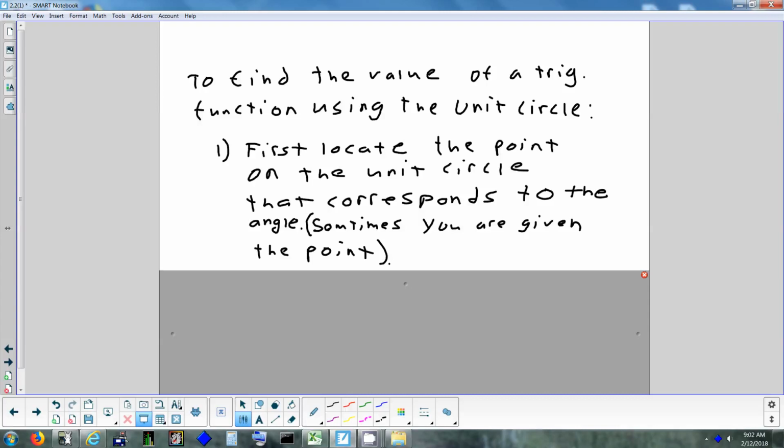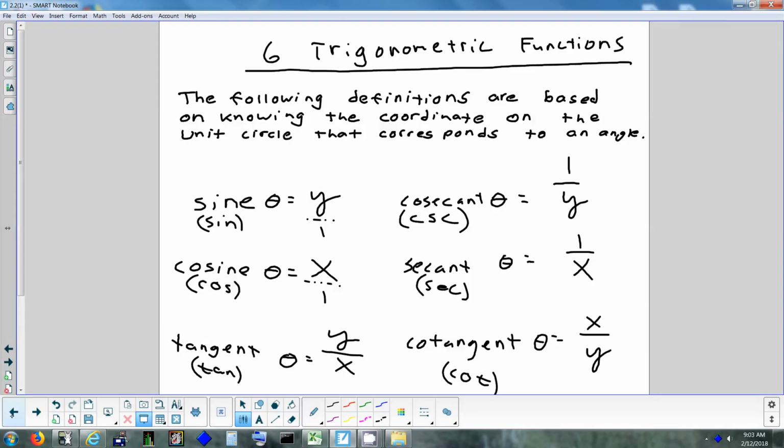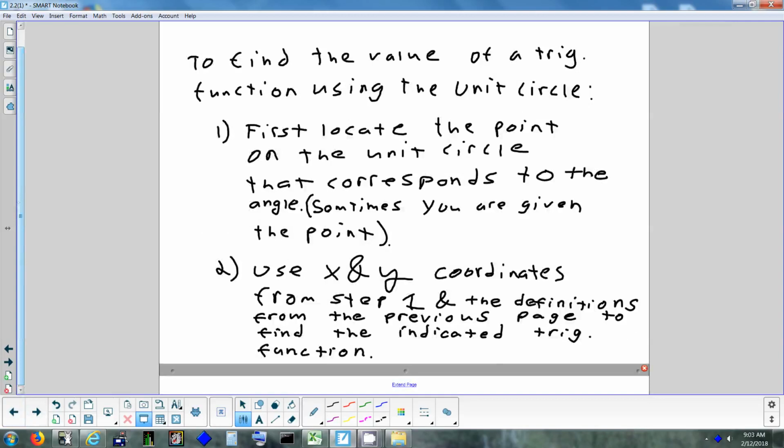Now you're going to have an x and a y value. Use the x and the y value in the definitions we had right here and plug the x and the y into one of the 6 formulas. They'll tell you which function they're going to ask for. On the test, I'm going to ask for 1 trig function per problem. When we practice in class, I'm going to do all 6 per problem. So we practice the sine, the cosine, how we do them all.